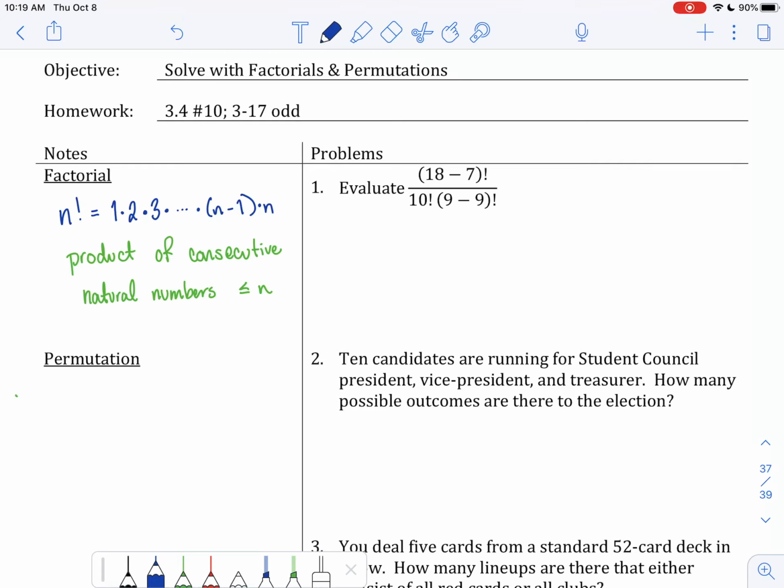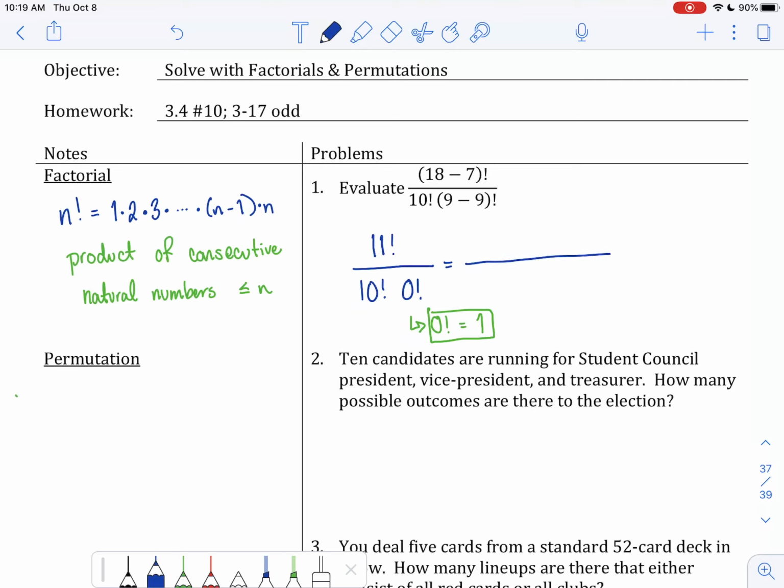18 minus 7 factorial over 10 factorial times 9 minus 9 factorial. So we'll start by following our order of operations just like we normally would, and this becomes 11 factorial over 10 factorial times 0 factorial. And this is one of the reasons that I wanted to put this problem in here. 0 factorial, contrary to what a lot of students think it should be, is 1. 0 factorial equals 1. And there's a lot of reasons for this. Some of them are going to become apparent in our next lesson where we'll talk about combinations. So we will address this again, but it's important to remember.